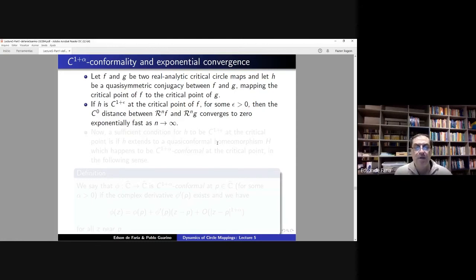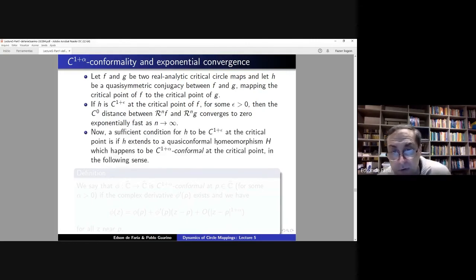So you say that the map is C1 plus epsilon at that point. Okay, if this happens, if it's C1 plus epsilon at the critical point, then you can show that the renormalizations of both maps converge to zero exponentially fast in the C0 sense. Okay?